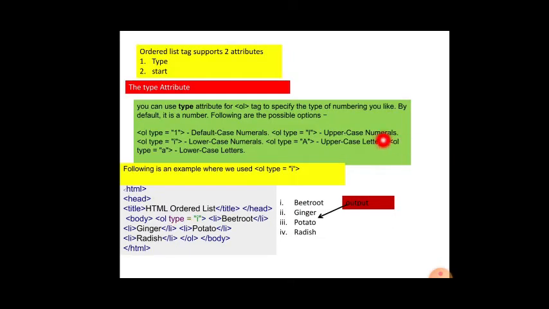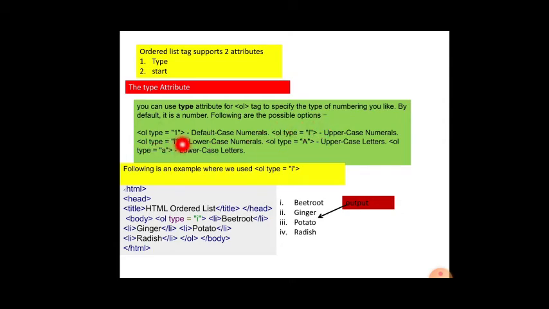Next, the ordered list tag basically supports two attributes. Unordered supports only one attribute, that is type, and here the ordered list supports two attributes, that is type and start. The type attribute: you can use the type attribute for OL to specify the type of numbering you like. By default it is a number. Following are the possible options.